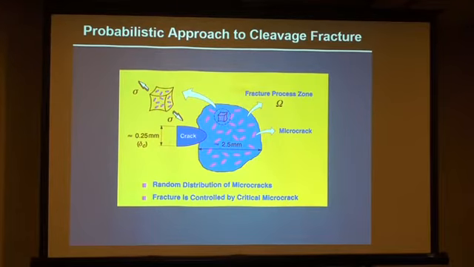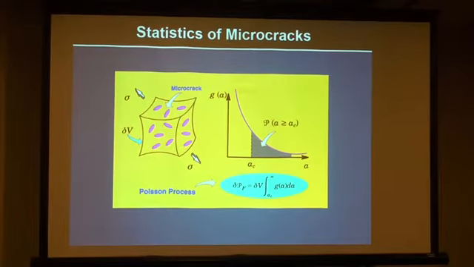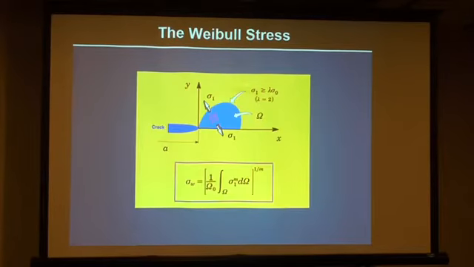I won't go into detail, but this is the basis of the Beremin model. It is a random distribution of microcracks. Fracture is controlled by the critical microcrack inside the fracture process zone. And after some manipulation of the microcrack distribution, you arrive finally at the Beremin Weibull stress. With this, there are many definitions. Well, simply it is the integral of the principal stress raised to the Weibull modulus.